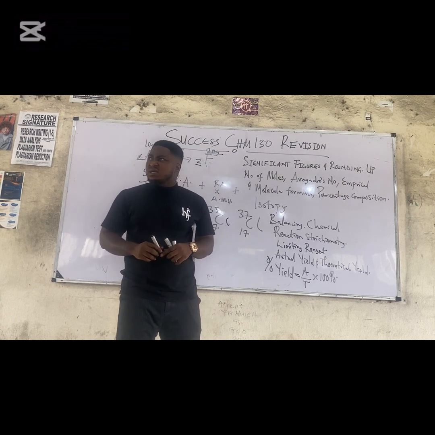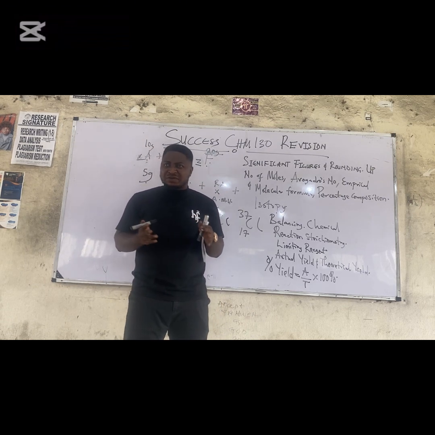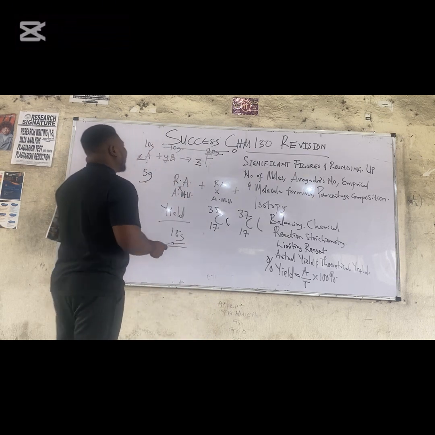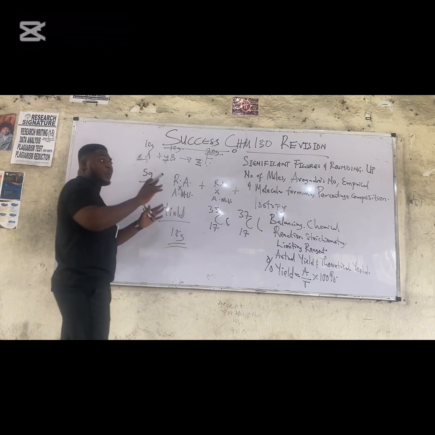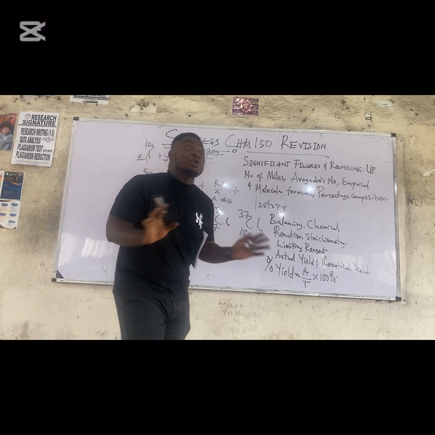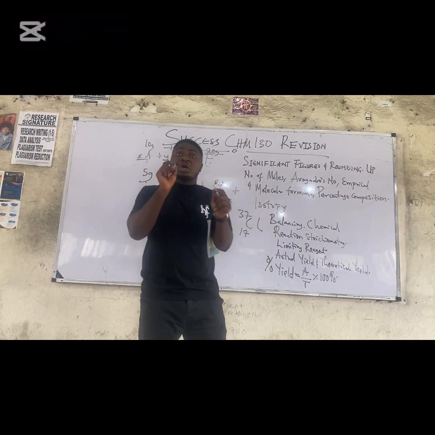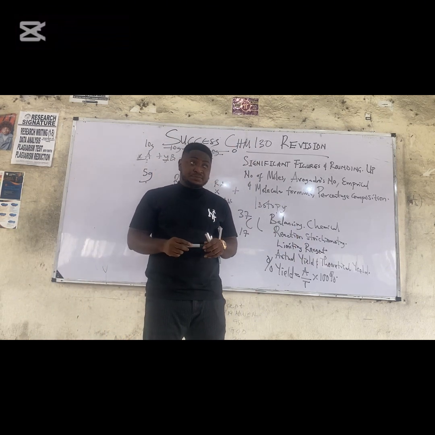Please take note: the actual yield is always lesser than the theoretical yield. You will see that the theoretical yield on the board, what they did on the board, is not prone to error. It's not prone to any mistake, right? Because it's easy to just do the calculation on the board.